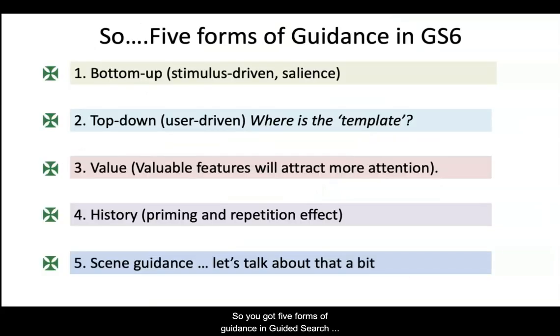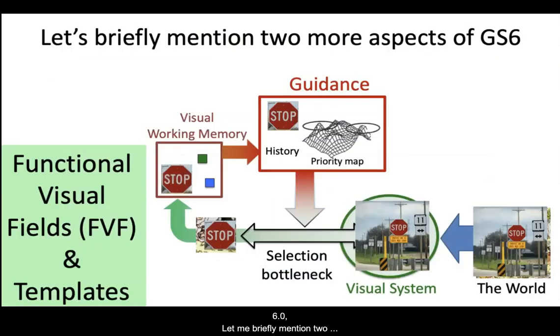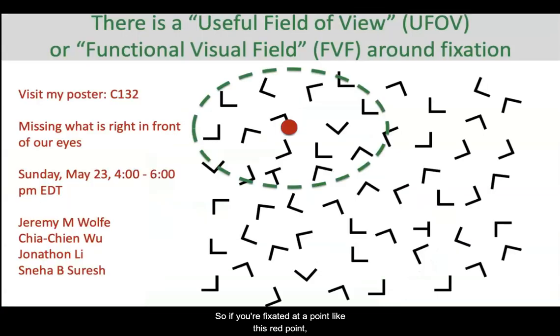So you've got 5 forms of guidance in Guided Search 6. Let me briefly mention 2 other aspects of GS6 that are of interest. One has to do with the functional visual field, and the other with the idea of templates in search. So if you're fixated at a point like this red point, there would be a functional field or a useful field of view around that point. And there's a lot to be said about that, some of which is said in my poster in the regular meeting. So I invite you to go visit that.